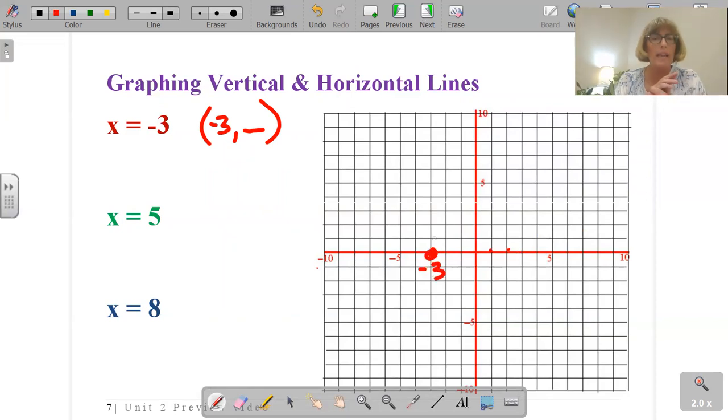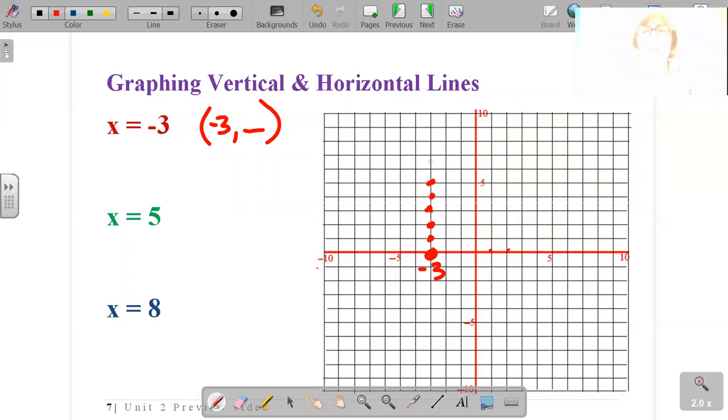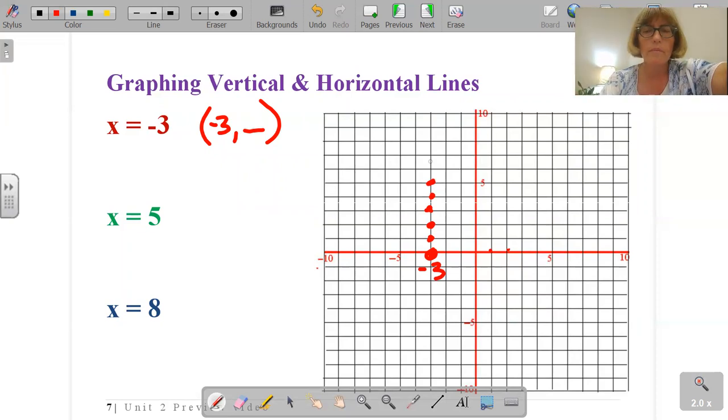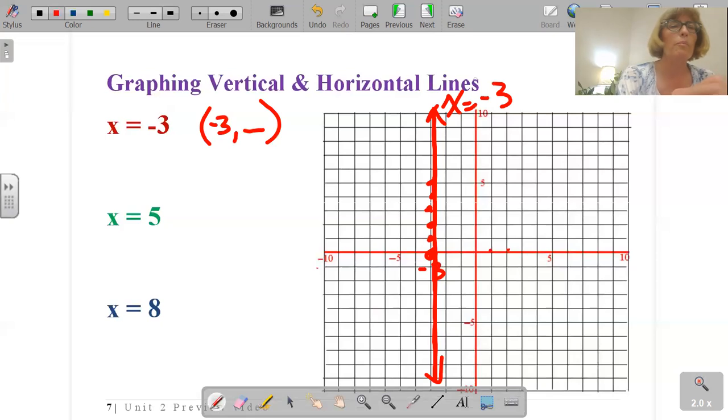Ta-da, we're done. Okay, great. So all the points where x is -3 looks like this. All the points where x is -3: (-3, 0), (-3, 1), (-3, 2), (-3, 3), (-3, 4), (-3, 5). So x equals -3 is a vertical line at -3.